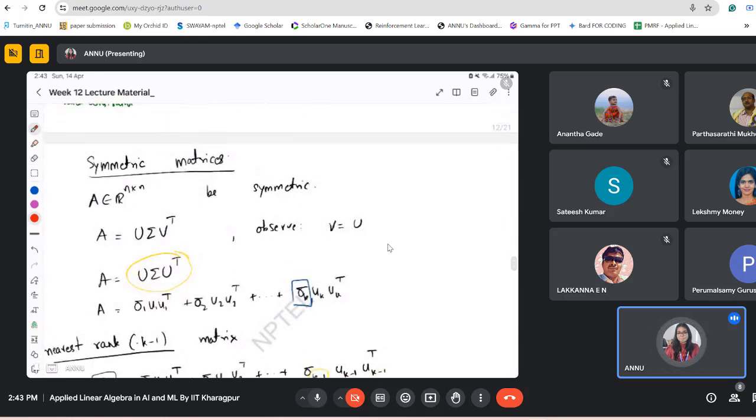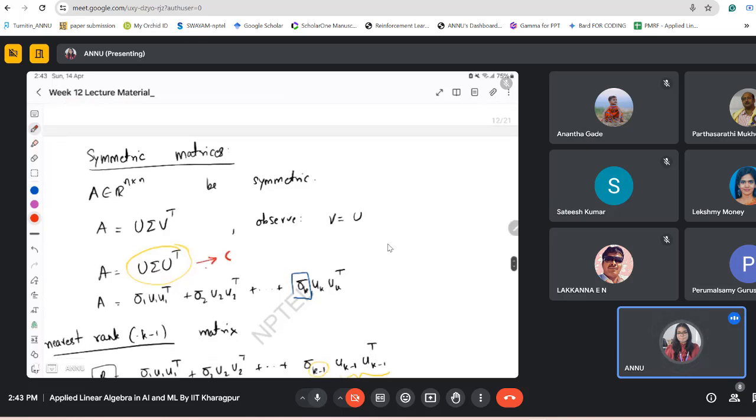Because the rank of A is K, the nearest rank K minus 1 matrix is actually this particular matrix. Okay. But this is also symmetric. So given any matrix, B can be written like this plus this one, so we are alternating between the structure constraint and the low rank constraint.